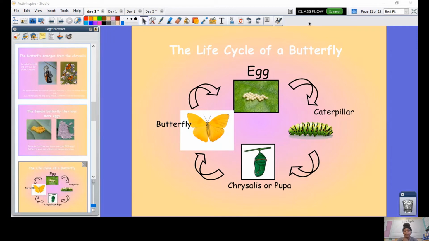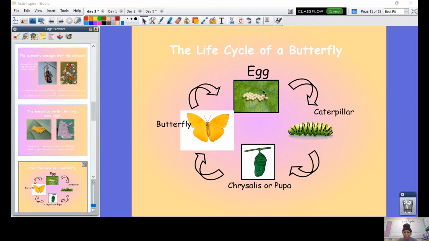So this is the life cycle of a butterfly. So this is an egg. Well done. Then it turns into a caterpillar, then into a chrysalis or a cocoon. Well done. And then the last bit is a butterfly. Well done. So when I point to them, you just say what they are.